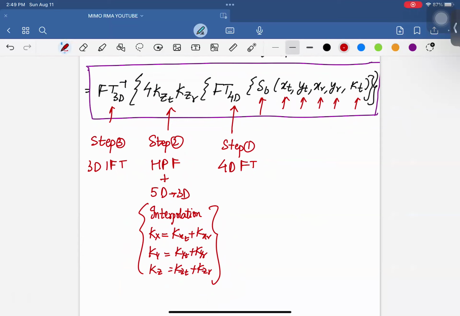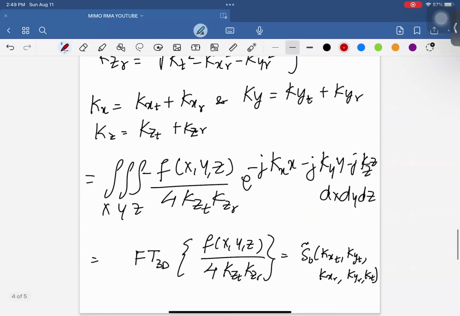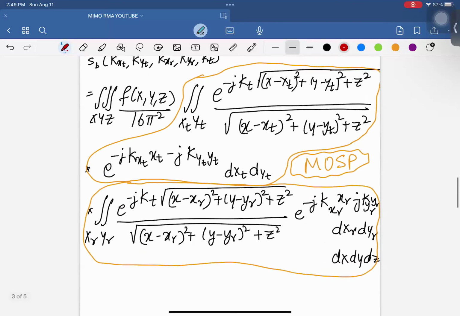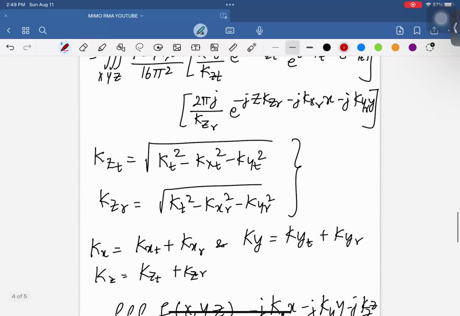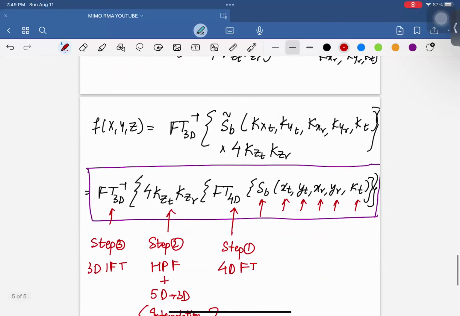I'll make a follow-up video on the method of stationary phase and how we actually solve this integral. I won't derive the result of the method of stationary phase, but I'll show you the actual statement and a couple of examples of how to use it to solve integrals of this kind. Look forward to a video on the MATLAB code implementing this algorithm.